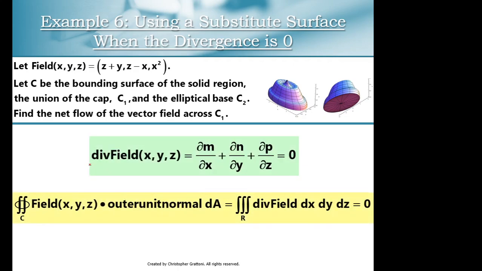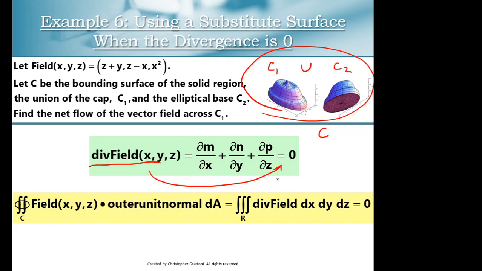Look what I've just done. We know the divergence of this vector field is equal to 0. We know that if we take C1 and join it with C2, we get a closed surface C, and we can invoke the divergence theorem and use that 0 for that closed surface C. So look what I've got here. I've used the divergence theorem to say that the surface integral over this closed surface C is equal to the triple integral over this closed region, and the triple integral of 0 is equal to 0.